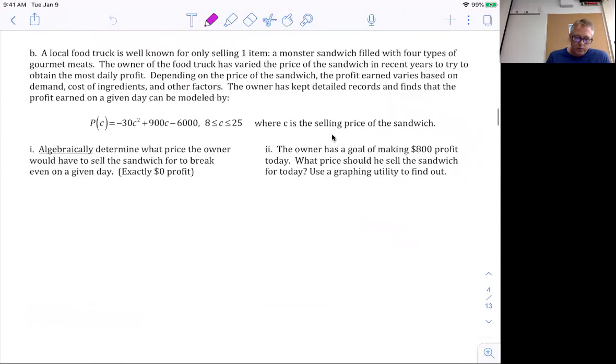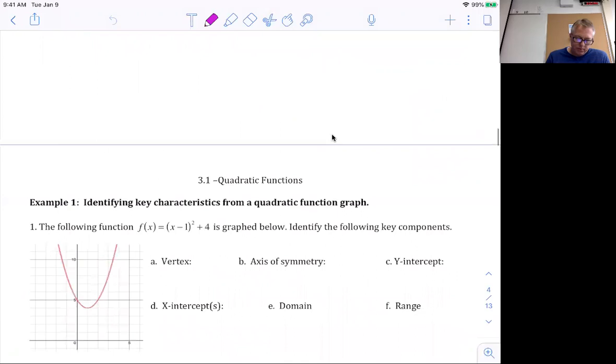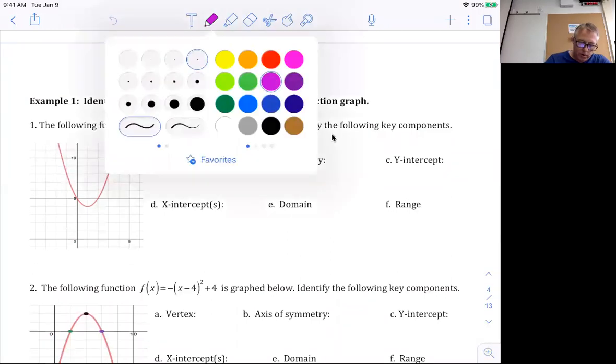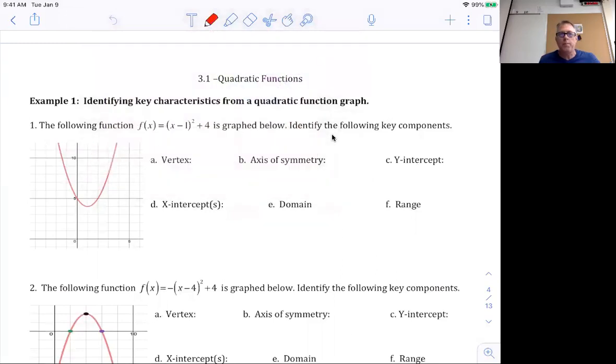So I'm scrolling down here to where it says 3.1 quadratic functions. And we're going to take a look at this particular quadratic function. So if you're lost or you don't know where we're at, just please speak up and I'd be happy to give you guys a little bit of guidance. But we're going to look at quadratics first in vertex form and then in standard form.